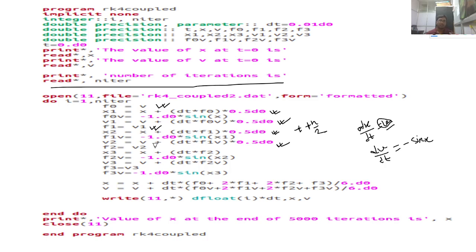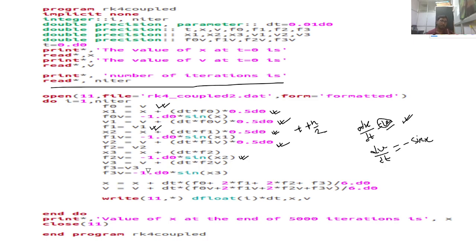That means the slope for this equation. And successively that f2 is used for calculating the value of x, to advance the value of x, and f2v is this time calculated by x2 instead of x or x1, and then v3 is calculated by v plus dt times f2v, right, initially.